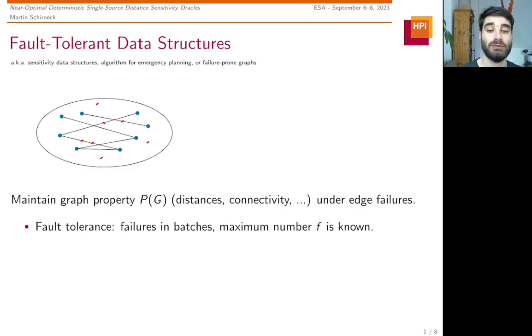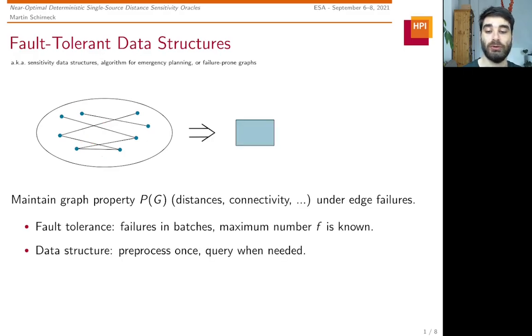This is also the main difference to dynamic graph algorithms, where these failures may arrive one by one, but their number is potentially unbounded. And as a fault-tolerant data structure, we want to pre-process the graph once into a small structure that we can then query when needed. The query is a set of failing edges, at most alpha of them, and we get as answer the property of the graph G minus F, where exactly the specified edges fail.